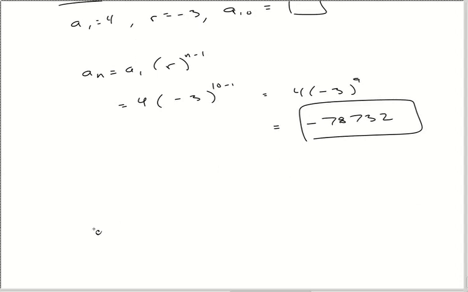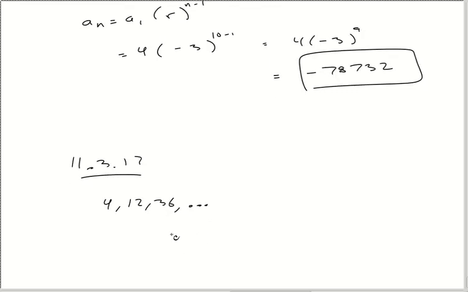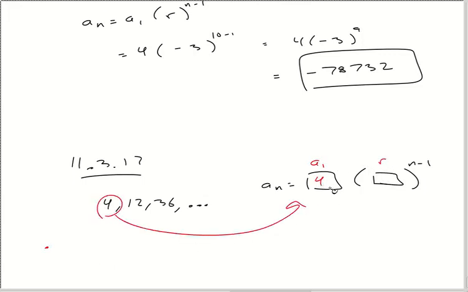That's okay. 11.3.17. Let's do it. I got 4, 12, 36, dot, dot, dot. And they say find the formula A sub n is equal to box times a box to the n minus 1. And you have to fill in those boxes. Well, this is actually not too bad. Notice that they're wanting the first term here. This is A1. This is r. And so I'm just going to plug it in. That's a 4. How much am I multiplying by each time? Do you see? It's times 3. That's my r. And, well, we're done.